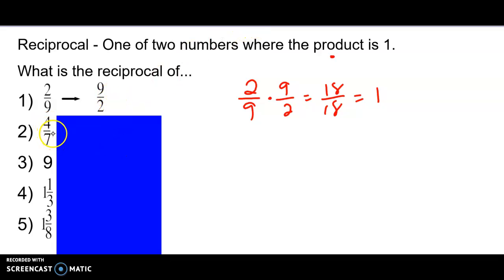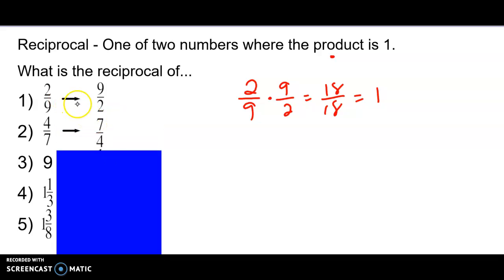The reciprocal of 4/7 is 7/4. Now notice I don't have an equal sign because they're not equivalent. That's why I have an arrow here. All right, the reciprocal of 2/9 is 9/2. The reciprocal of 4/7 is 7/4.